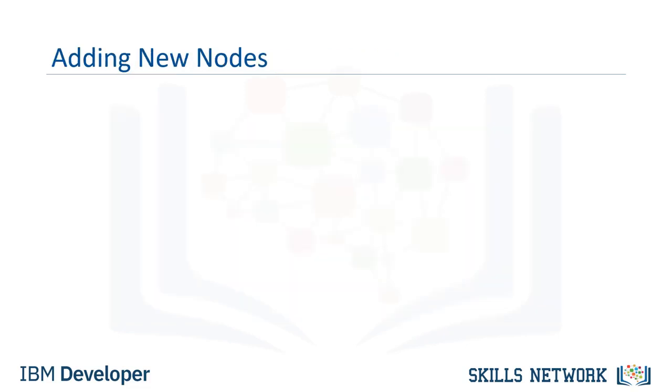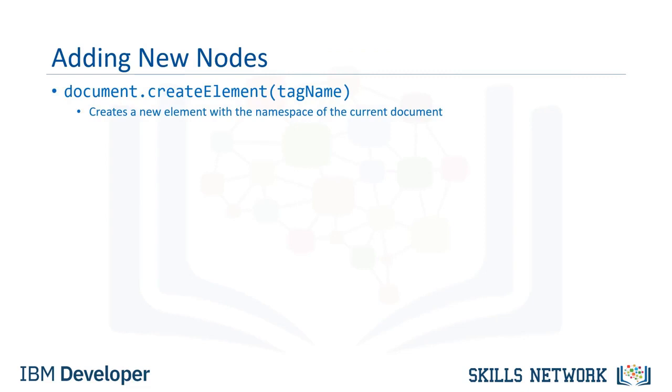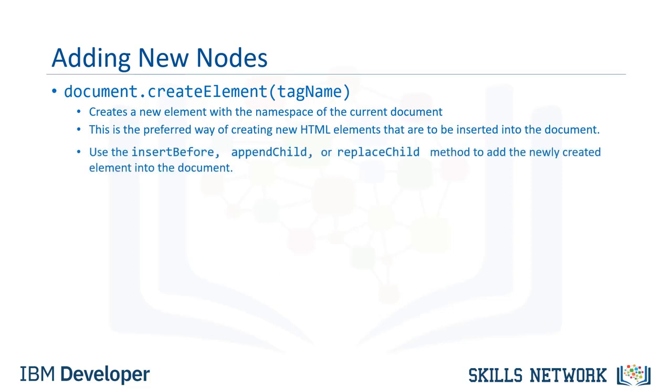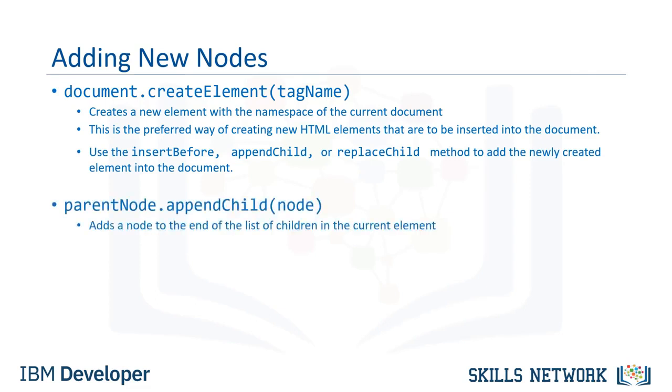You can use the DOM API function document.createElement(tagName) to create an element in the current document. After creating the element, you can use any number of functions to place the element in the appropriate location within the document. Examples of these functions include the insertBefore, appendChild, or replaceChild function that can be used to add the newly created element into the document.